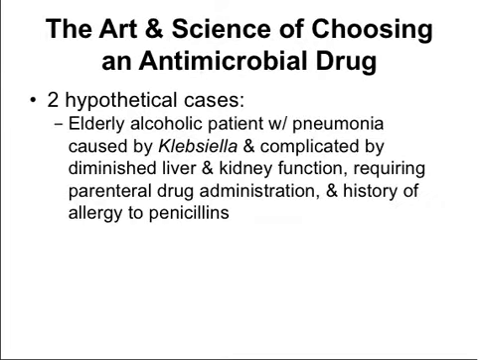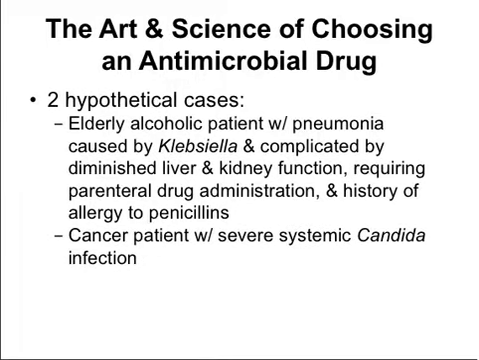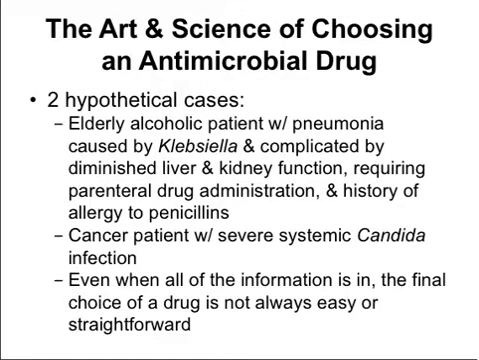An example: we could have an elderly alcoholic with pneumonia caused by Klebsiella, complicated by diminished liver and kidney function, requiring parenteral drug administration, that means other than through the GI, and a history of allergy to penicillin, and a cancer patient with severe systemic candida. Even when all the information is in, the final choice of the drug isn't easy or straightforward, right?